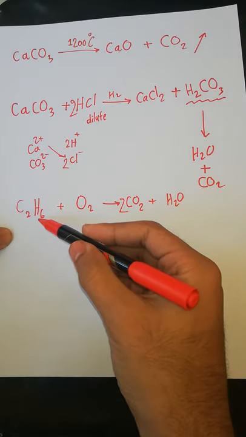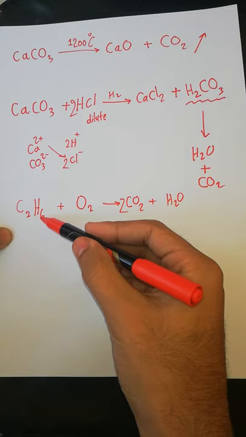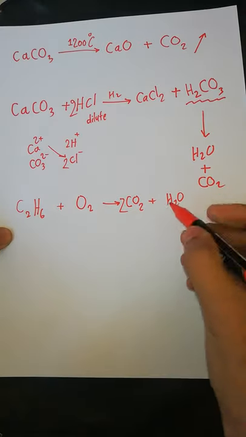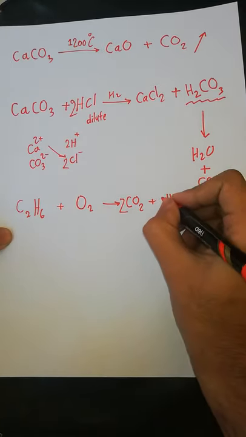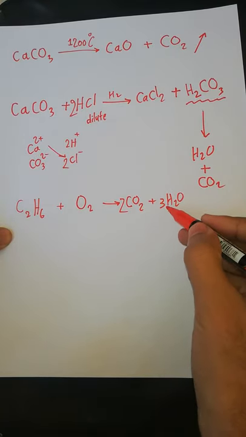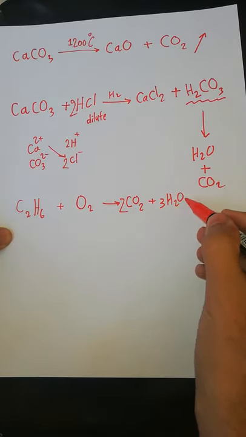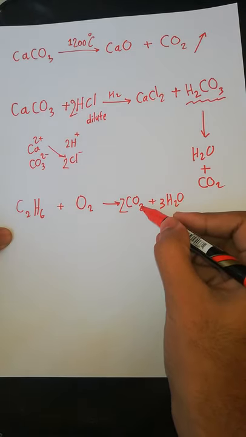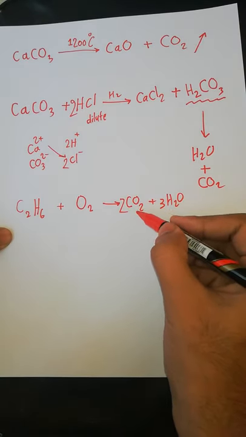How many hydrogen here? 6. How many hydrogen here? 2. So I will multiply this by 3. The hydrogen becomes 6. How many oxygen here? 1. How many oxygen here? 2. Multiplying by 2, 4.